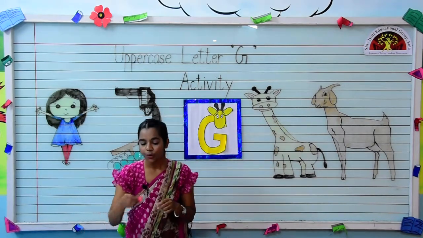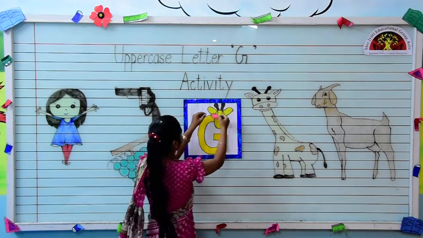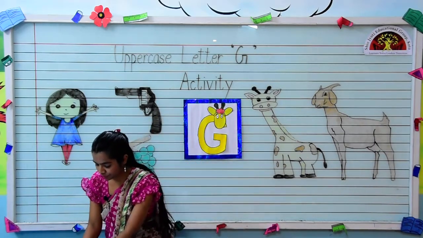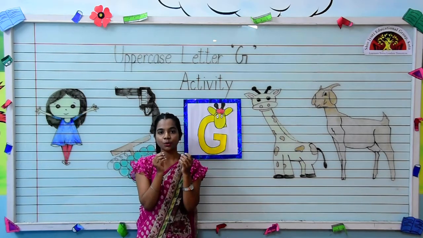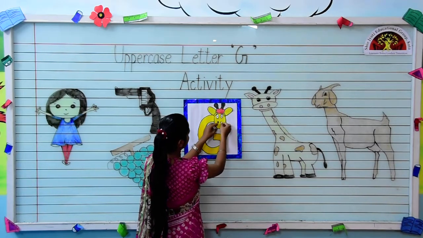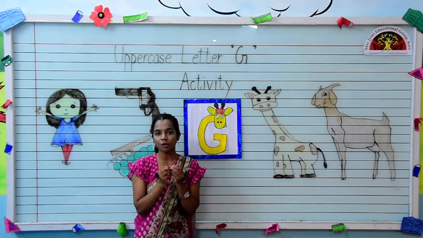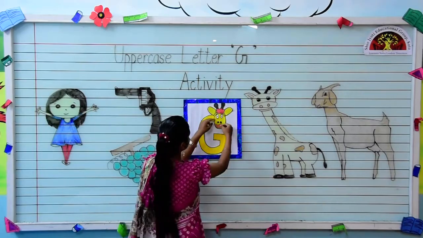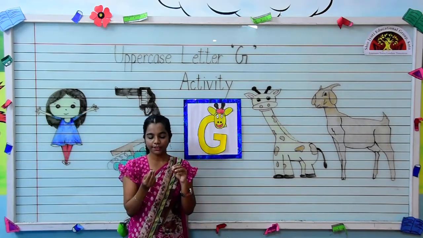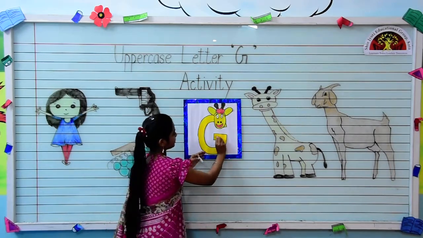Okay. What is this? This is hair of a giraffe. Paste it like this. Okay. What are these? These are nose of a giraffe. Paste it like this. What is this? This is a mouth of a giraffe. Paste it like this. Now, what are these? These are spots of a giraffe. So, paste it like this.